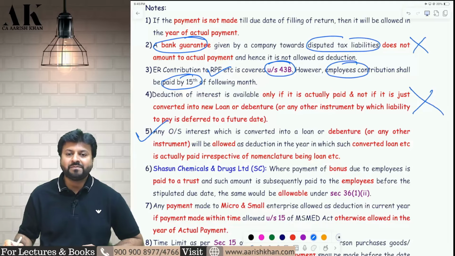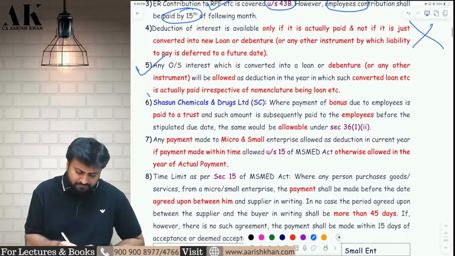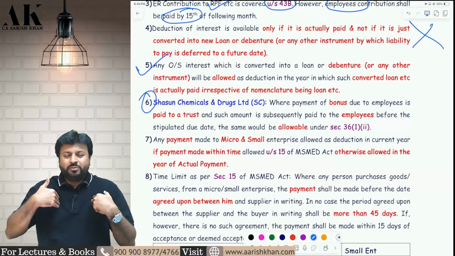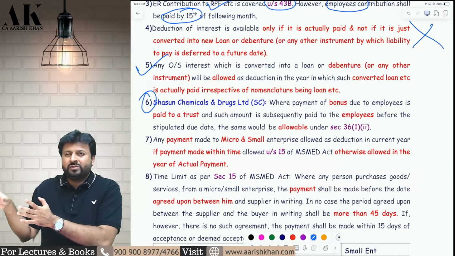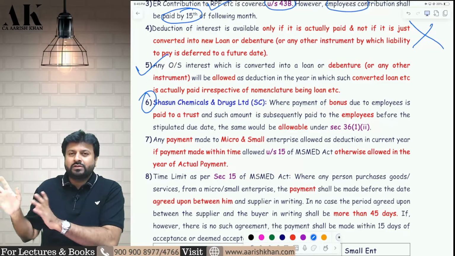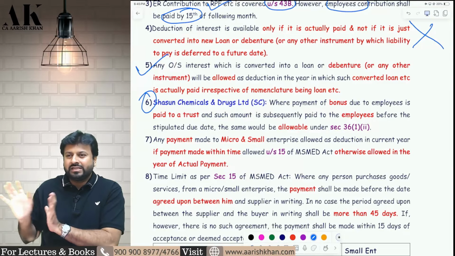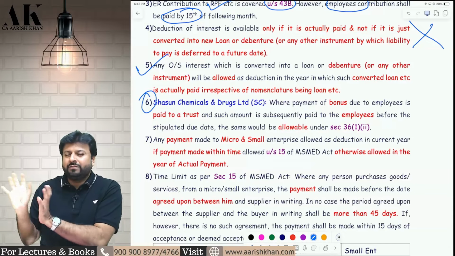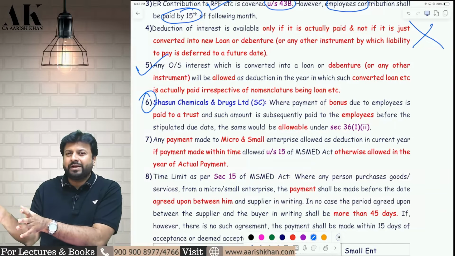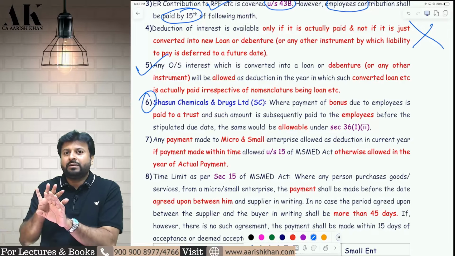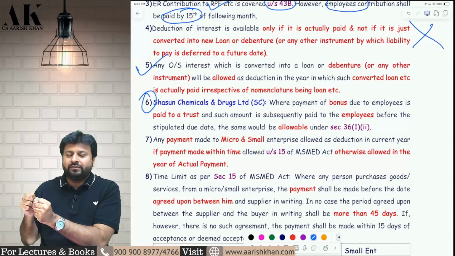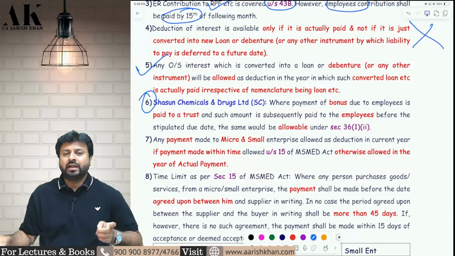Is it clear? Now the next point is a Supreme Court judgment of Sassoon Chemicals. We all know that bonus and commission to employees are allowed on payment basis. Now what happened, there was some dispute between the company and the employees regarding the bonus. So the case was going on in the court. Till the time the case was going on in the court, I made a trust and deposited the tentative amount of bonus and commission that I have to pay in a separate trust. And before the due date of filing of return, the matter was solved, the court order was passed. And before the due date of filing of return, I removed that money from the trust and paid to the employees. Will the deduction be allowed?